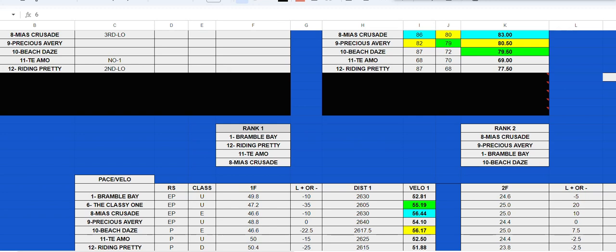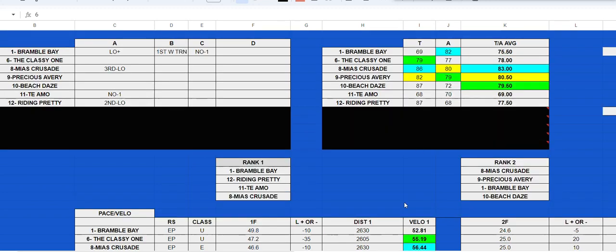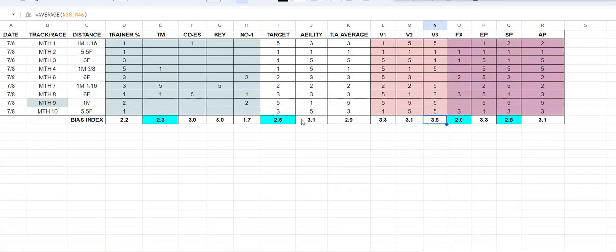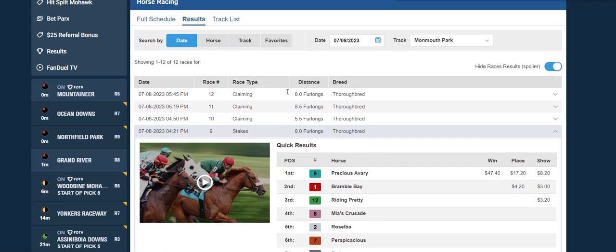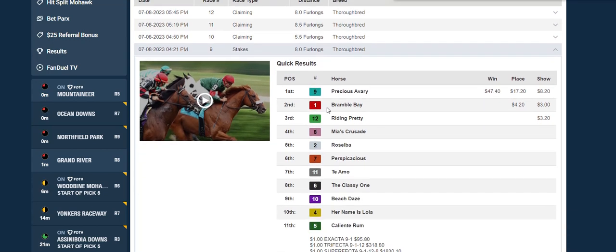The other thing I wanted to mention, I lost my train of thought. Oh yeah, that's right. I did not account for anything as far as where the horses finished, let's say, second in target rating, or second in the average, or second here or second there. As I said before, that would just be too much to manually input. But if you take a look at this race here at Monmouth, race 9, it finished 9-1-12. We have a 47-40 winner, the 9 horse.